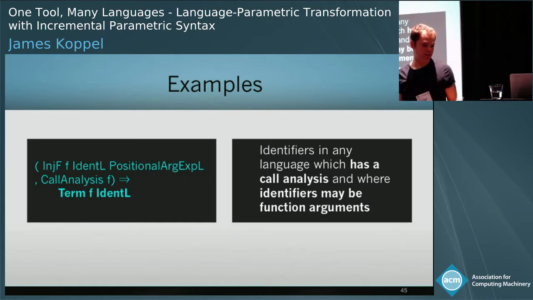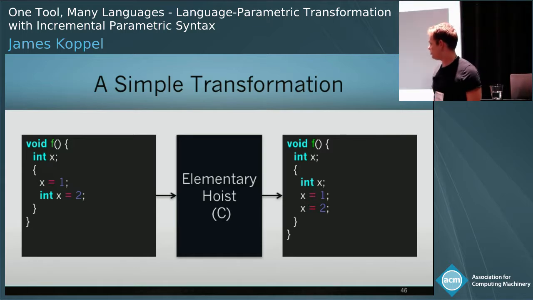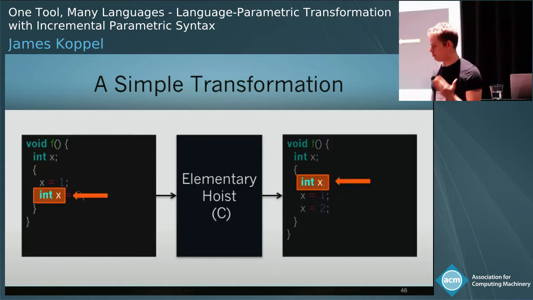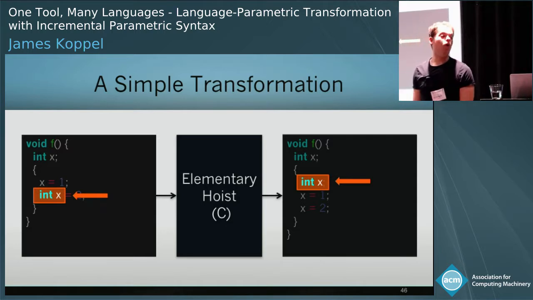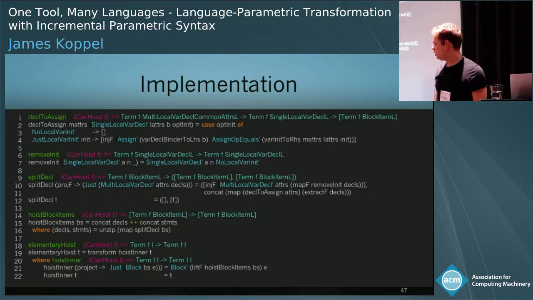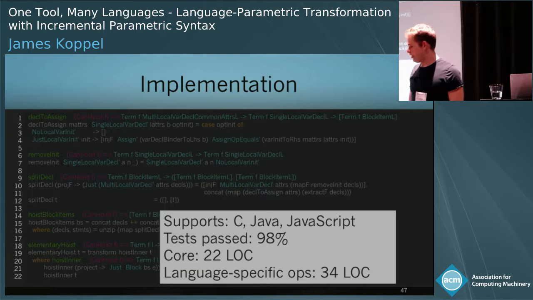So this representation makes it relatively straightforward to begin writing our transformations. Here's an example of the simplest transformation we can think of. This is elementary hoist. It will lift all variable declarations to the top of the block. And here's the code. The core of the code, the generic part, fits in a single slide. The language-specific part is a lot simpler than this.